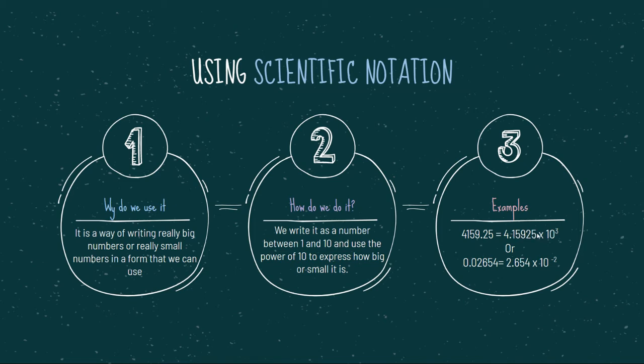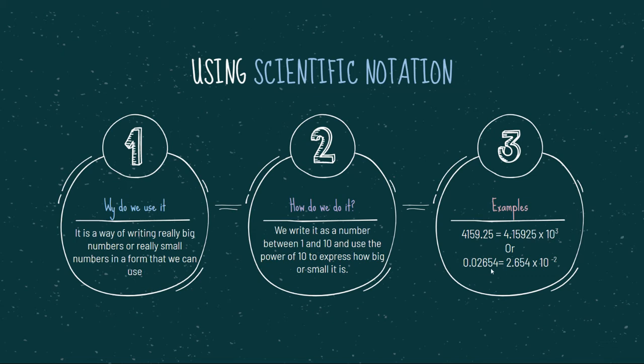4.15925, and I say multiplied by the power of 10. So you'd write 10, and then how many times you moved that decimal. I moved that decimal 3 times: 1, 2, 3. So it's 4.15925 times 10 to the power of 3. This little 3 has to be tiny and up top. That's superscript. Now, that's how you move numbers that are really big.